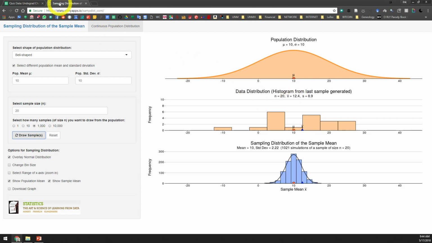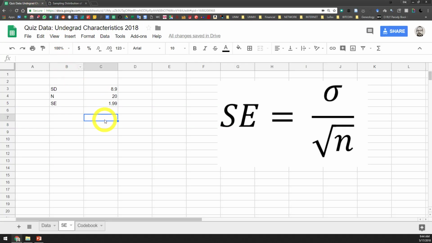If we take 12.4 and we subtract it from 0, it's obviously just 12.4. So if we do 12.4 and we divide this by our standard error, this will be our z-score. And so 12.4 divided by what we calculate as our standard error, we get a z-score of 6.23.